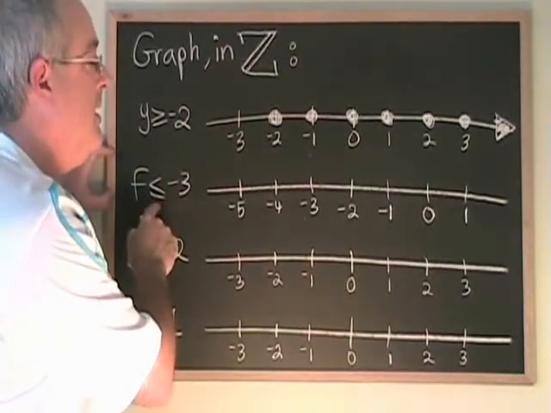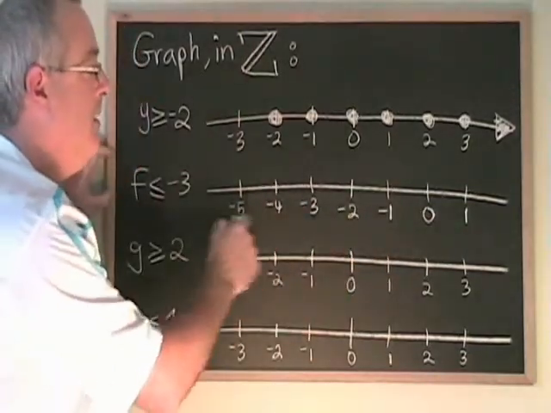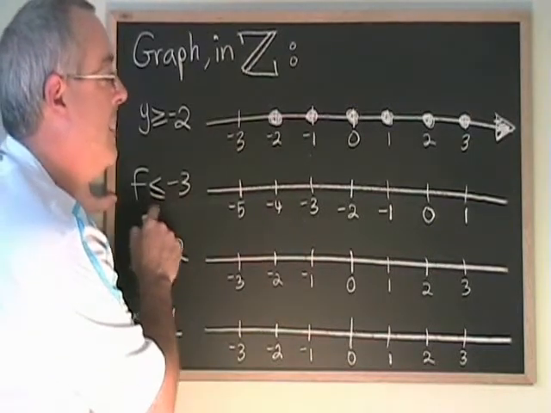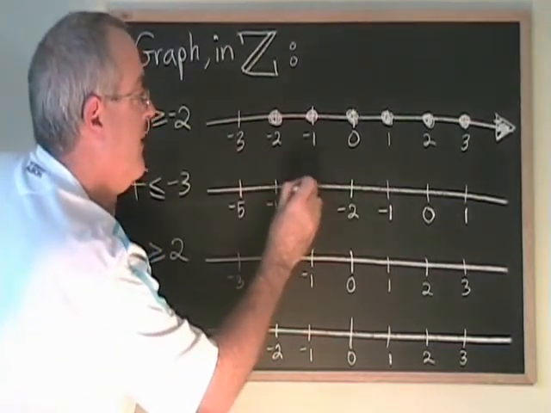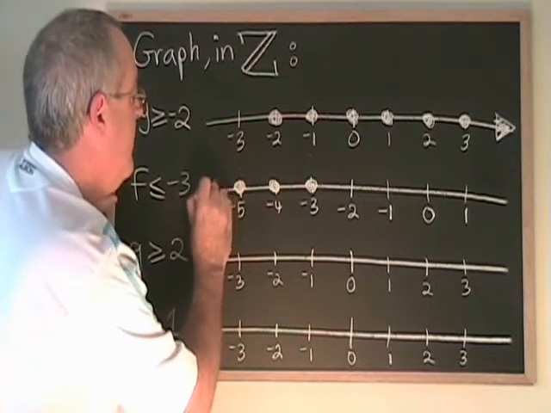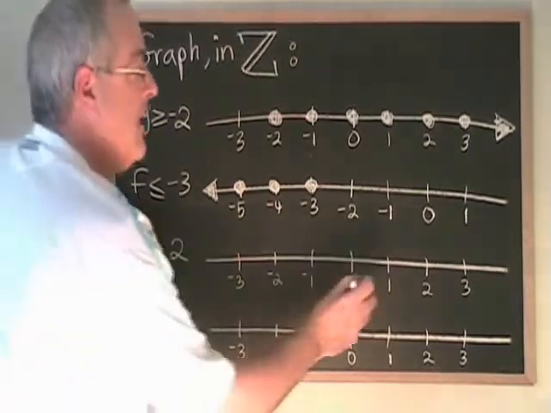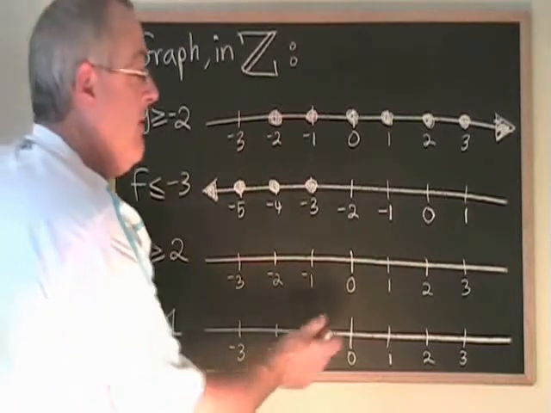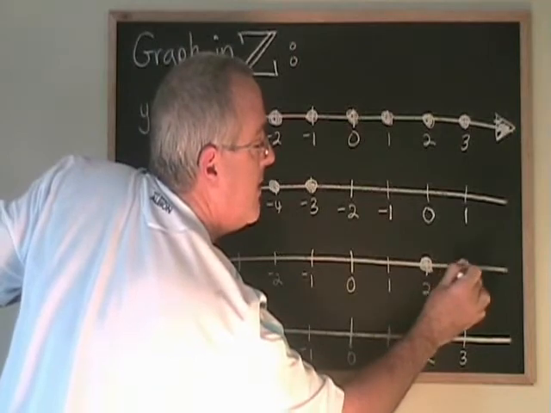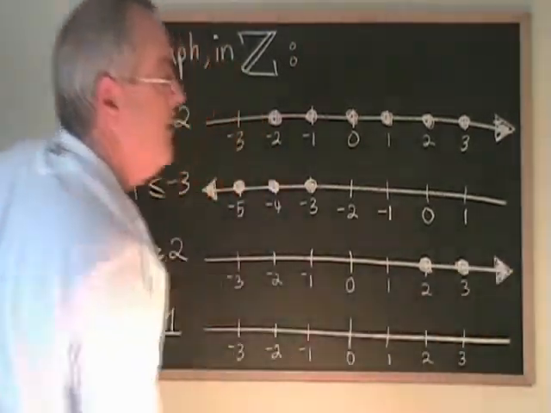f less than or equal to -3. Again, I have drawn my number line a little differently so that some numbers further to the left on the number line will show. The numbers less than or equal to -3 include -3 itself, -4, -5, and on forever in the negative direction. g greater than or equal to 2 looks the same as it would look if I was graphing it within natural numbers. 2 is part of the answer, 3 is part of the answer, and on forever in the positive direction.